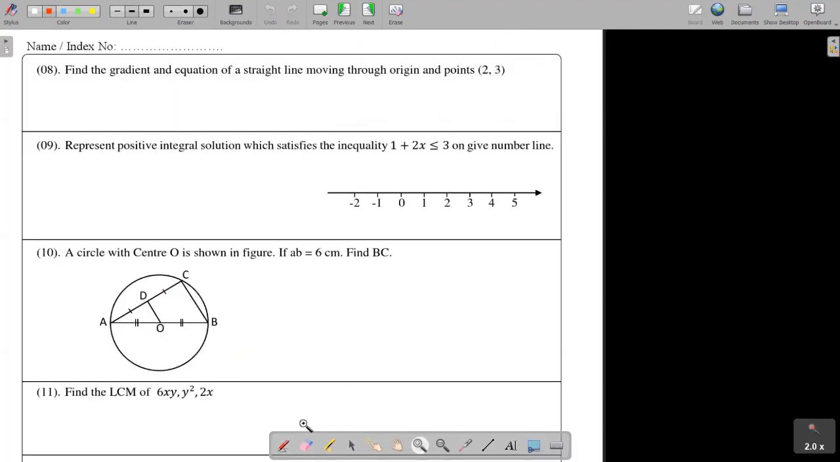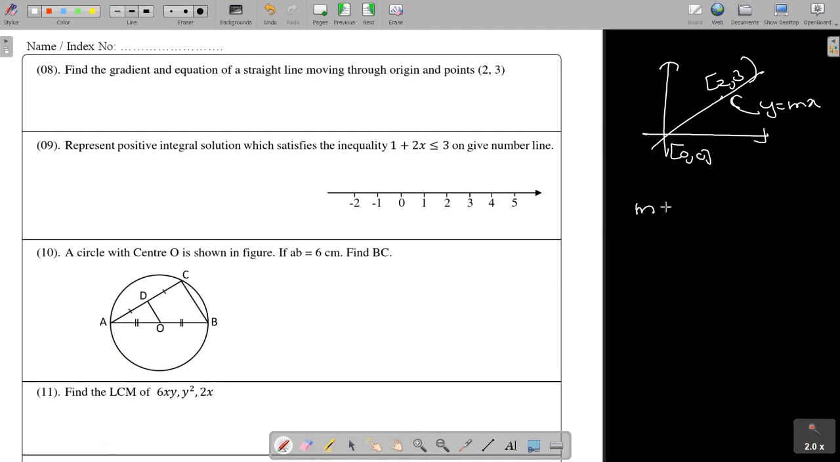Find the gradient and equation of a straight line passing through the origin. The straight line through the origin is y equals mx. So here 0, 0. Here another point, x is 2, y is 3. So what's the gradient? Y difference divided by x difference. Y difference is 3 minus 0, 3, x difference is 2 minus 0, 2. Then the answer is y equals mx. This is in the form of y equals mx, m is the gradient.